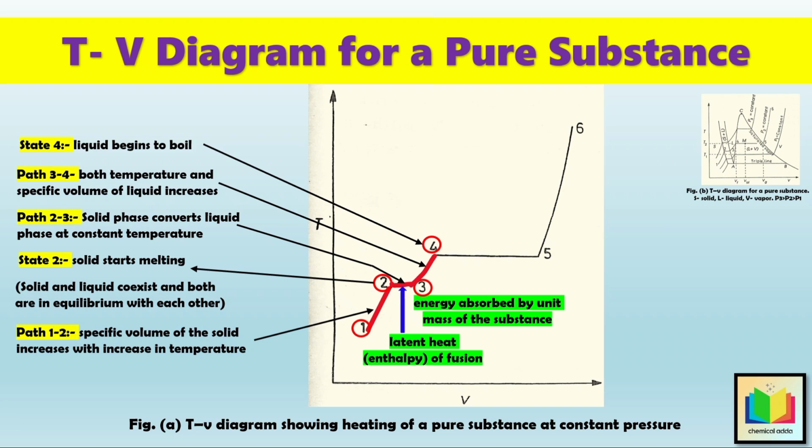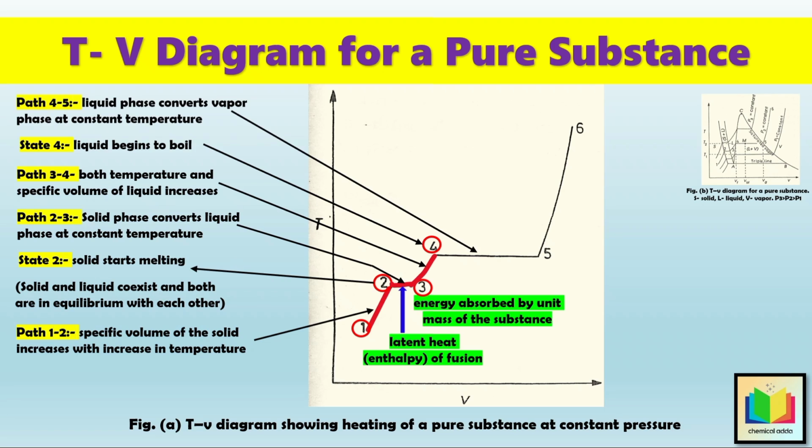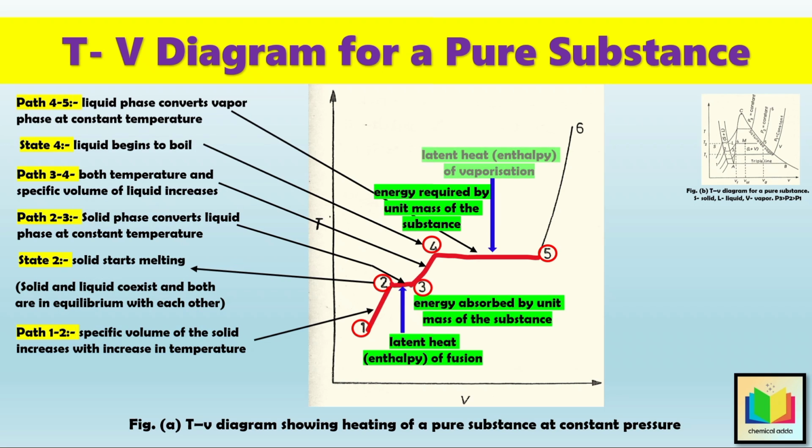Next, if heating is continued, more and more of the liquid phase converts into the vapor phase, but the temperature remains the same during this phase change. This is represented by the horizontal line from 4 to 5. So during this path 4 to 5, phase changes occur from liquid to vapor, and hence energy is required for the conversion from liquid phase to vapor phase. Hence, the quantity of energy required per unit mass of the substance for the transition from liquid to vapor at the same temperature is called the latent heat or enthalpy of vaporization.